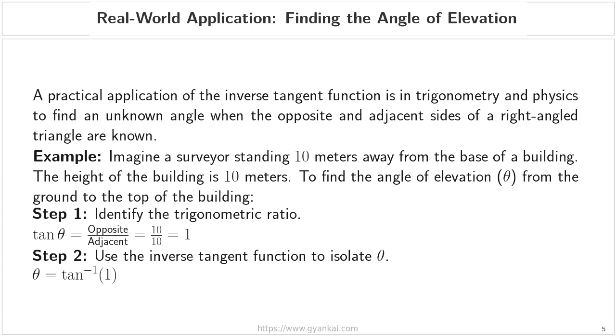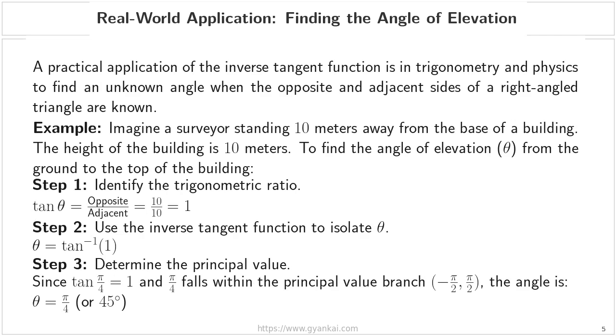Now we move to step 2. To isolate the angle theta, we must undo the tangent operation. This is exactly why we need the inverse tangent function we discussed in the previous slides. By applying it to both sides, we find that theta equals the inverse tangent of 1. Finally, in step 3, we determine the principal value. We need to find an angle whose tangent is 1. We know from our standard values that the tangent of pi over 4 equals 1. Since pi over 4 falls within the principal value branch, which, as a reminder, is the open interval from negative pi over 2 to pi over 2, this is our correct value. Therefore, the angle of elevation theta is pi over 4 radians, which is equivalent to 45 degrees.